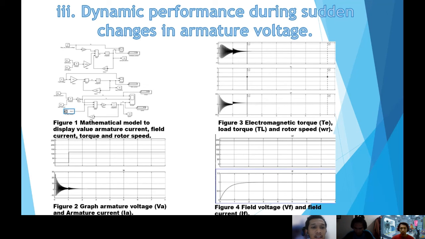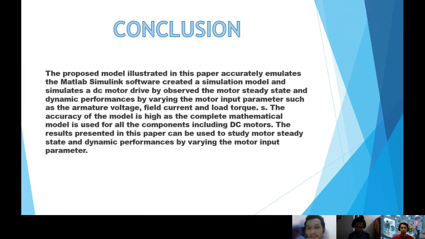Okay, the third is dynamic performance during sudden change in armature voltage. We also use the same mathematical model. From this, we use a design set at a step with the load torque maintained at 2 Nm, and we can see that the speed for this method slightly decreased to 66.3 radian per second. Okay, so I pass to calculation.